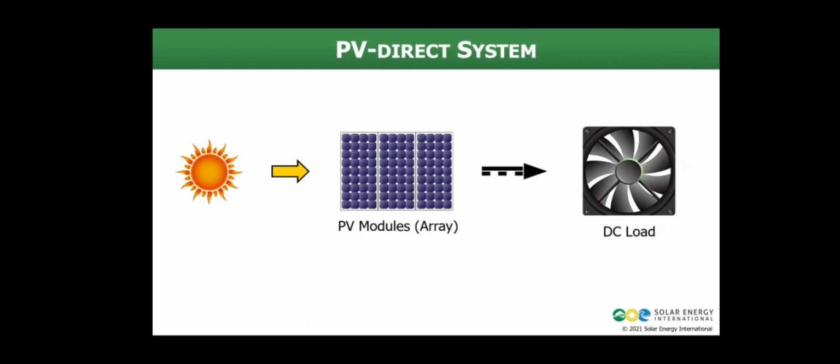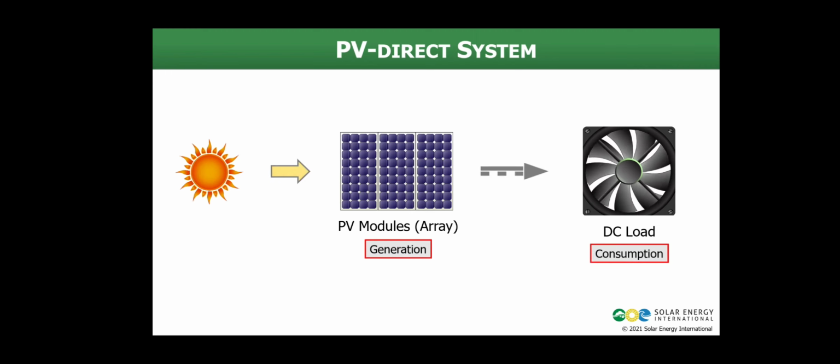As I mentioned earlier, a PV direct system is the simplest type of PV system because the only equipment required is the PV module and the appliance being powered. The module is connected directly to that appliance. PV modules produce DC power, and therefore this type of system will only work with DC-rated loads. When the sun hits the PV module, the module produces power, and that power will run the appliance.